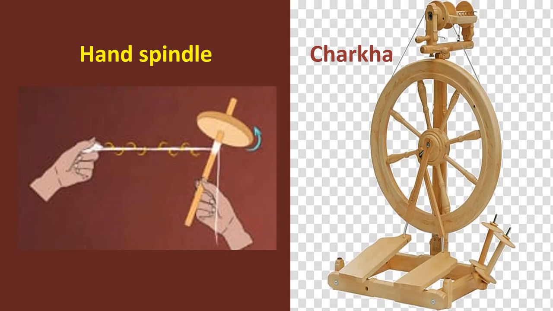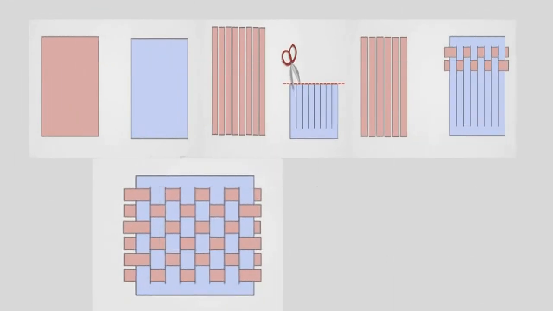Now, let's know about weaving, that means bunai. Let's understand with this activity. Pick sufficiently big square pieces of paper, one red and the other blue. Make equal stripes of red paper. Take the blue paper and fold it from the middle. From the folded side, cut the paper at equal distances, but not all the way through. Now unfold the paper and you will see the paper with cuttings.